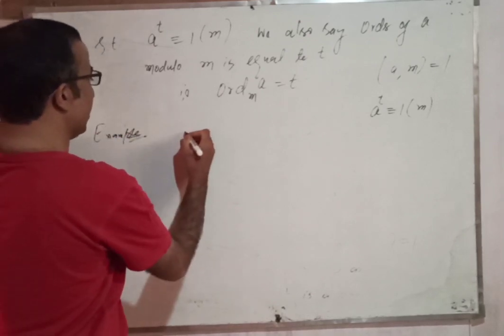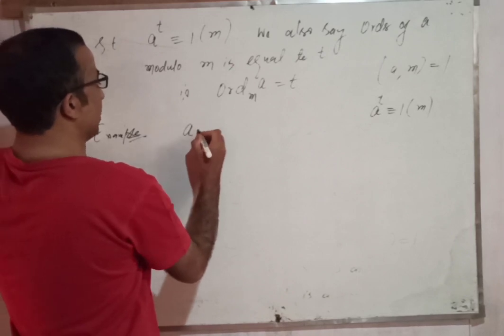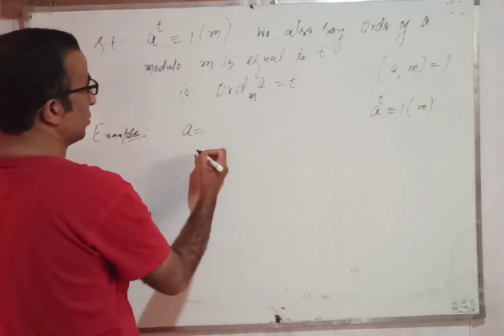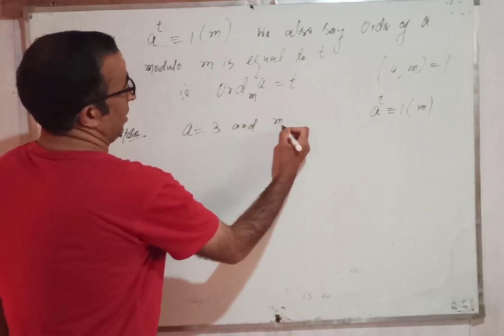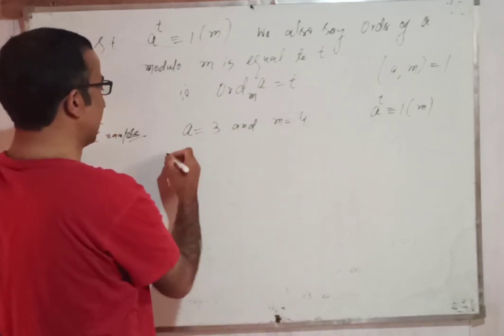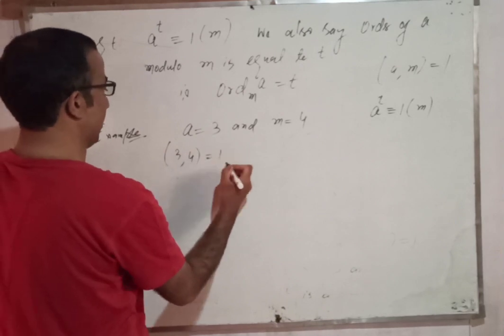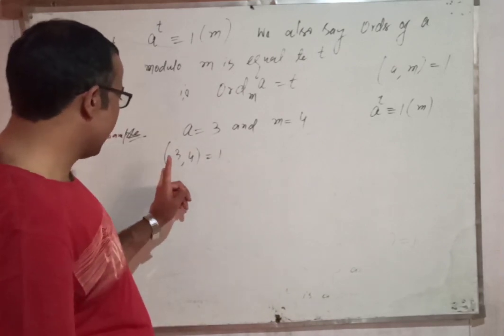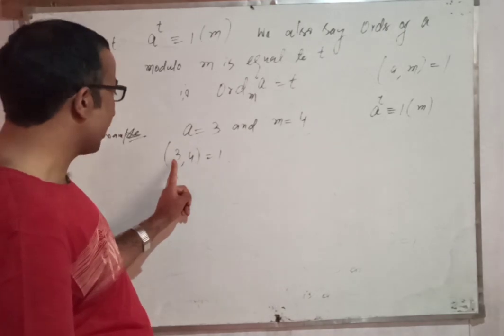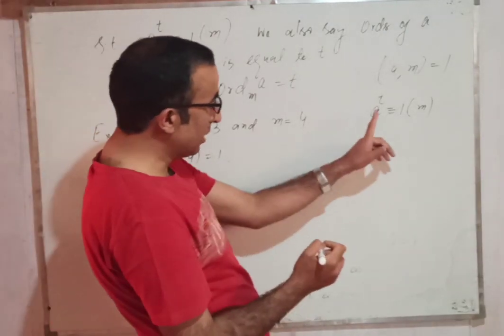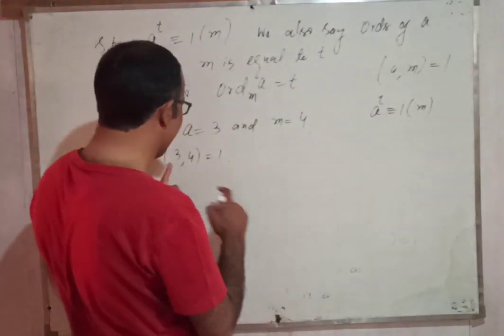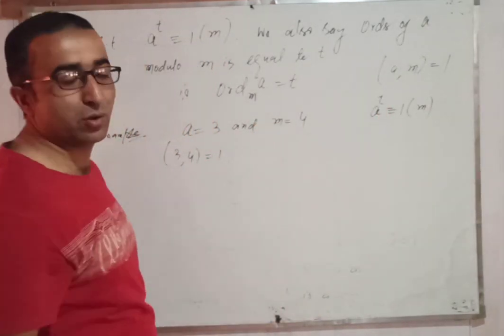Suppose I choose a equal to 3 and m equal to 4. Clearly GCD of 3 and 4 is 1. I want to calculate the order of 3 modulo 4. So I have to find the smallest t such that 3 power t is congruent to 1 modulo 4.